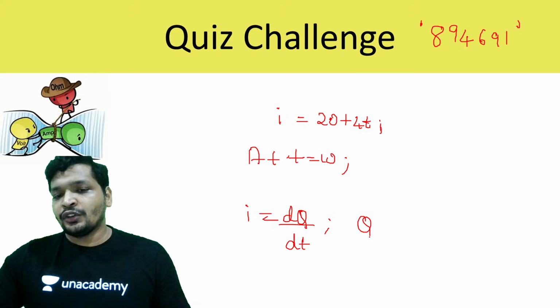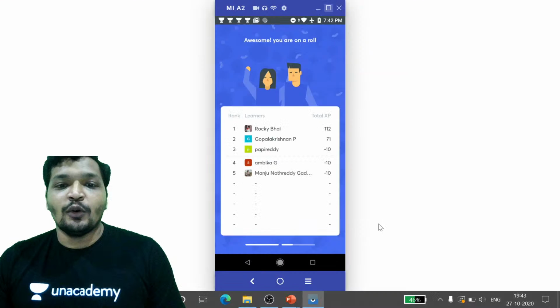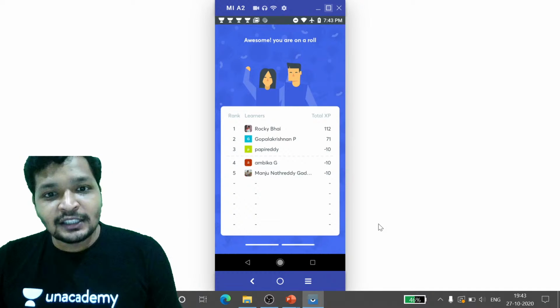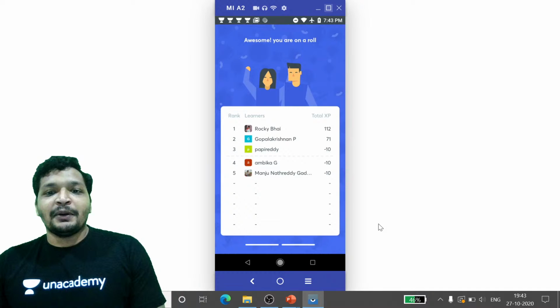So q is equal to good. 40% of the students have got it correct. Really amazing. Okay, we have Rocky Bhai who has got it absolutely correct. We have Gopalakrishnan who has got it correct. Papi, so your XP points are this way.